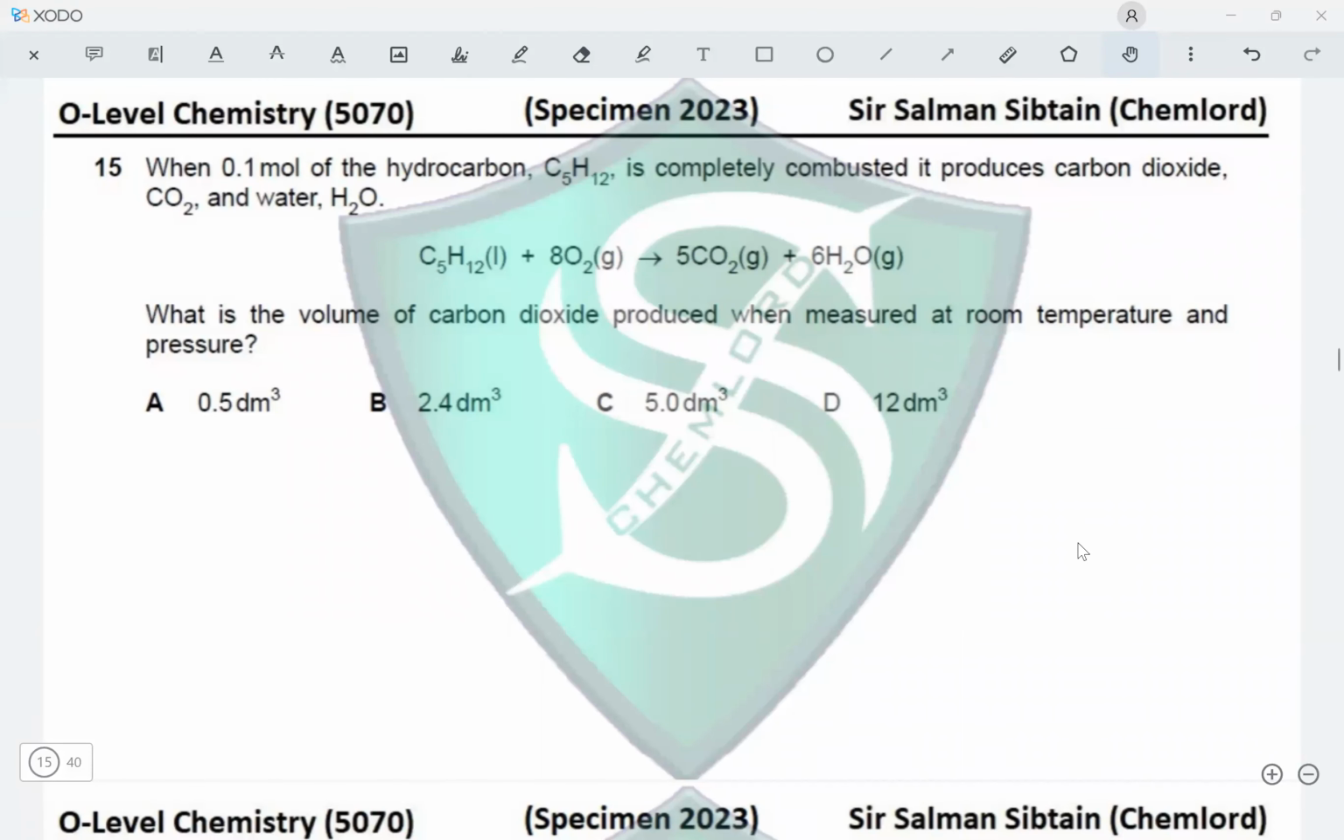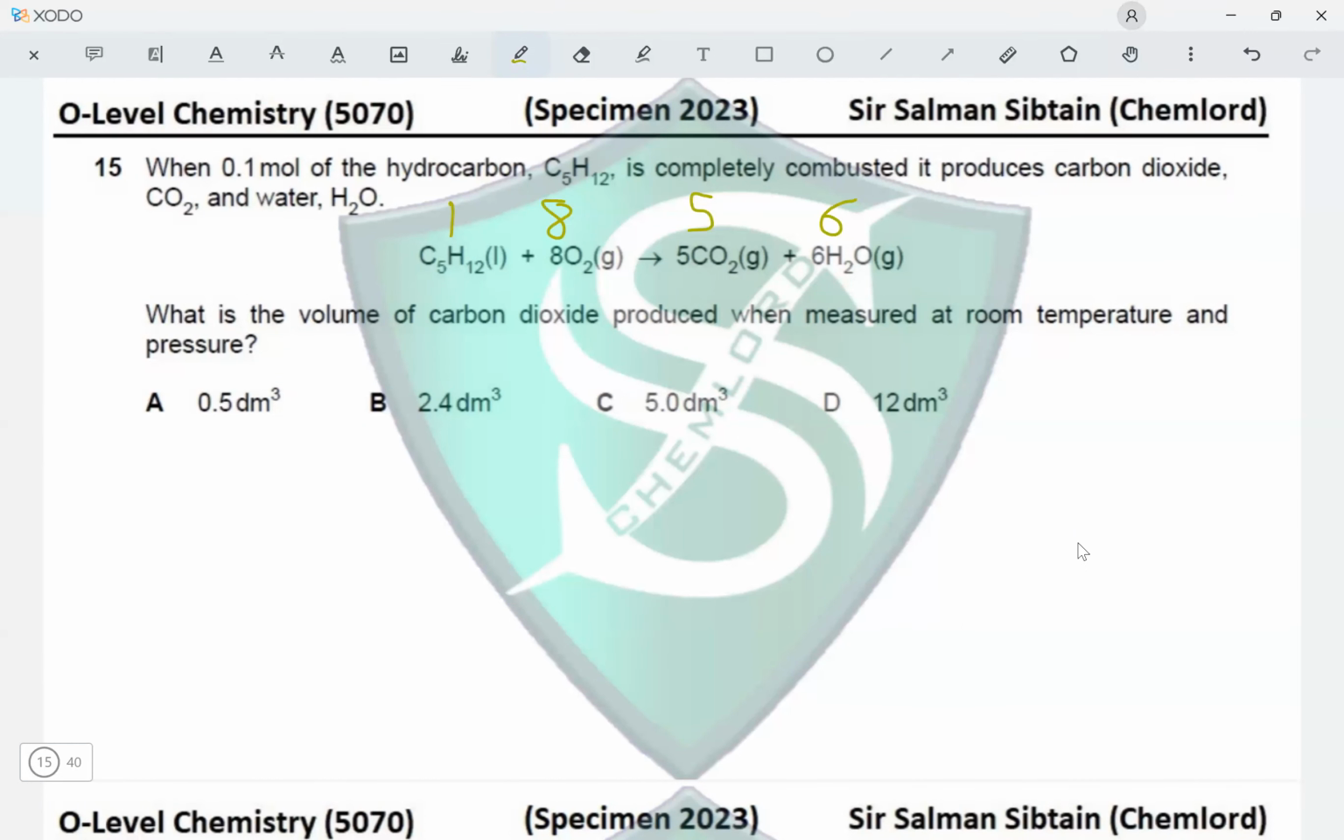Question 15. When 0.1 moles of a hydrocarbon is completely combusted, it produces carbon dioxide and water. Now the hydrocarbon here is C5H12, pentane. When pentane burns in oxygen, 1 mole of pentane requires 8 moles of oxygen to completely combust and form 5 moles of carbon dioxide and 6 moles of water.